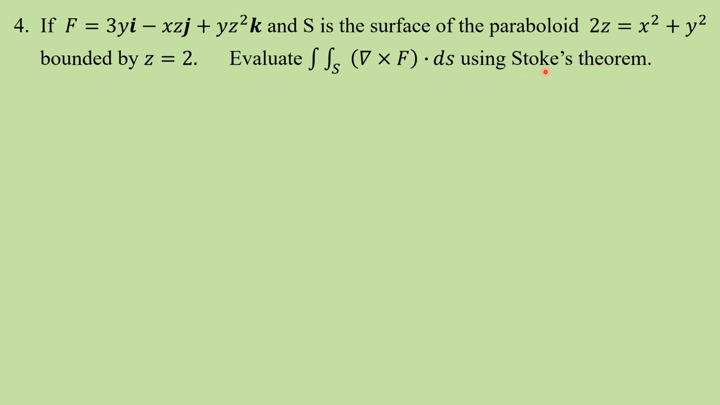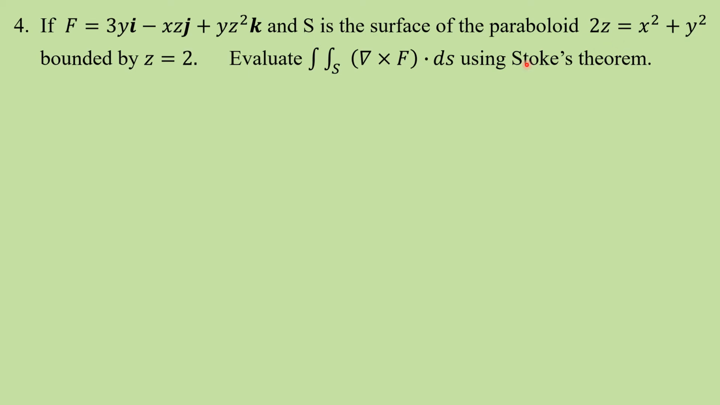So by applying Stokes theorem, if I want to find the surface integral of curl F, that means we have to convert this into a line integral of vector F along C, where C is the boundary of the given surface S, and S is the surface of the paraboloid 2z equal to x square plus y square bounded by z equal to 2. That means the intersection of the paraboloid and the plane, which I can directly get if I substitute z equal to 2. The intersection is 4 equal to x square plus y square, or x square plus y square equal to 4.